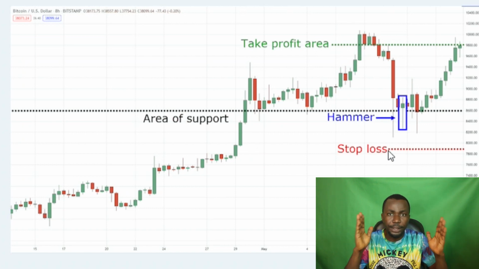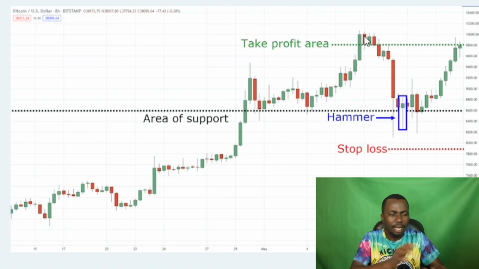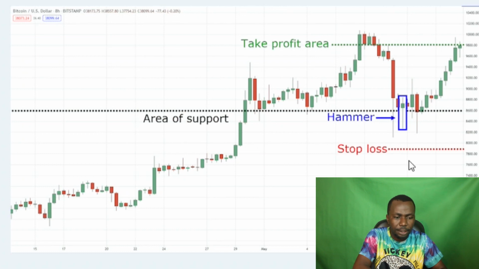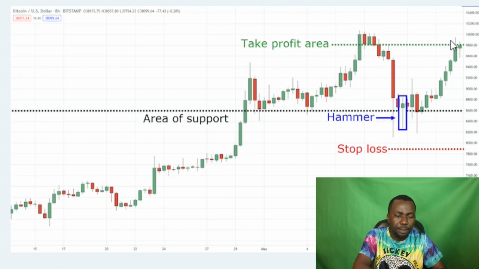Your exit will be your take profit, right? Now your exit will be at the previous highs, right? That will be your take profit, while your stop loss will be below the support level. So make sure that your take profit is at the previous highs, right? Because that is where the price might reverse, right? Because this is clearly a resistance level, and this is where the price might reverse, right?